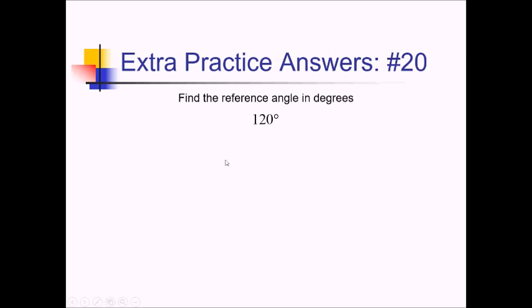For this one, I want to figure out the reference angle for 120. So I need to ask, how close is this to the closest x-axis angle? The closest angle on the x-axis is 180. How far is this from 180? Well, I could figure that out if I did 180 minus 120. That would give me a positive answer at least. So that would be 60 degrees.